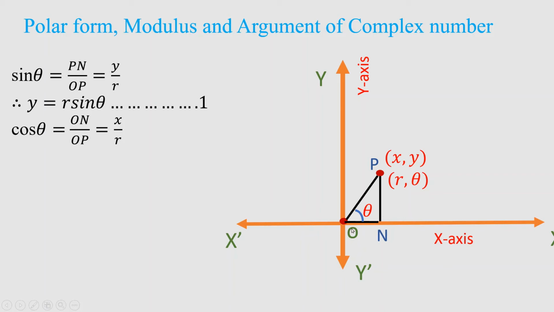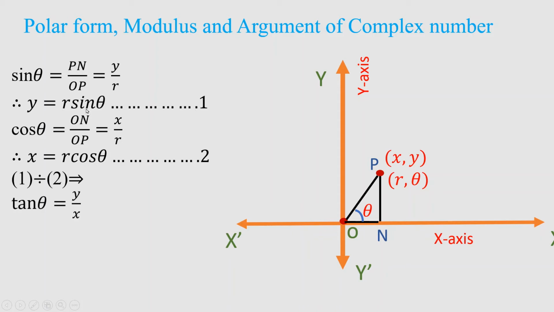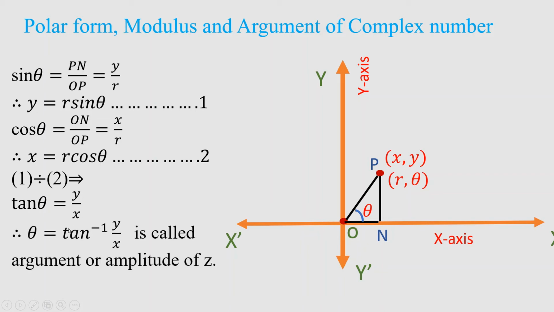And we know cos theta is equal to base by hypotenuse. Here base is ON and hypotenuse is OP, so ON by OP, and ON is equal to x and OP is equal to r. Therefore x is equal to r cos theta, and mark this equation as 2. If we divide 1 by 2, then we get sin theta by cos theta, which is tan theta, r vanishes, and y by x. Therefore theta is equal to tan inverse y by x. This is called the argument or amplitude of the complex number z.